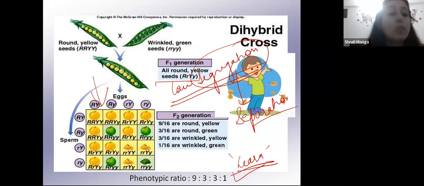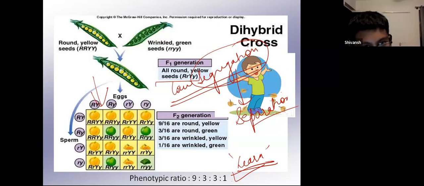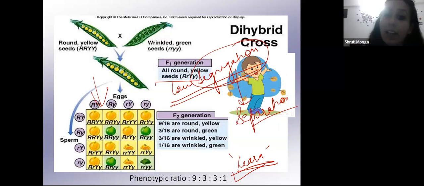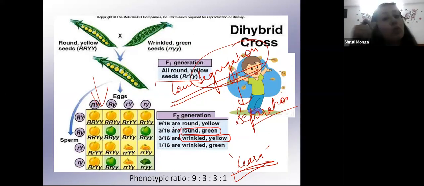No, no. The new combination that was different from the parent. The parents were wrinkled and green, and round and yellow. Yeah, wrinkled and yellow, because it is not like the parent. Okay, and round and green, it is also not like the parent. These were the new combinations, right? But how were these new combinations formed?